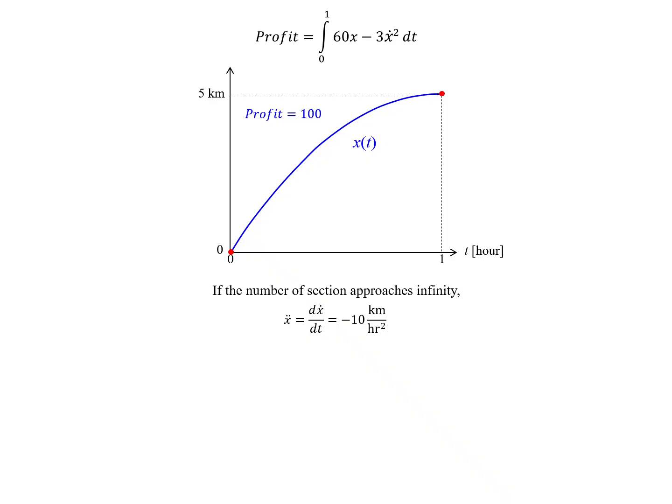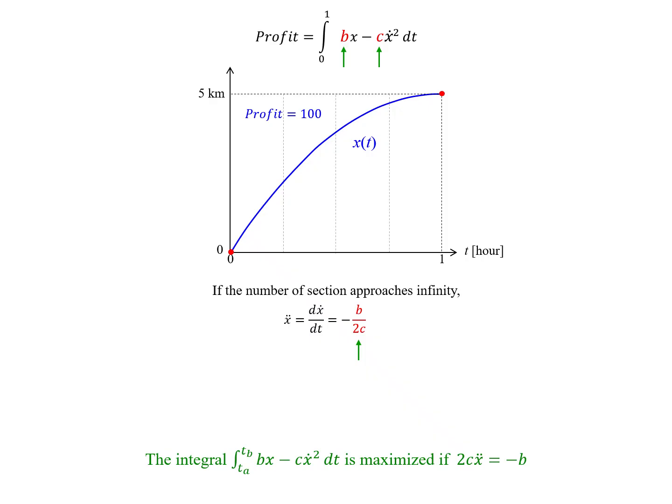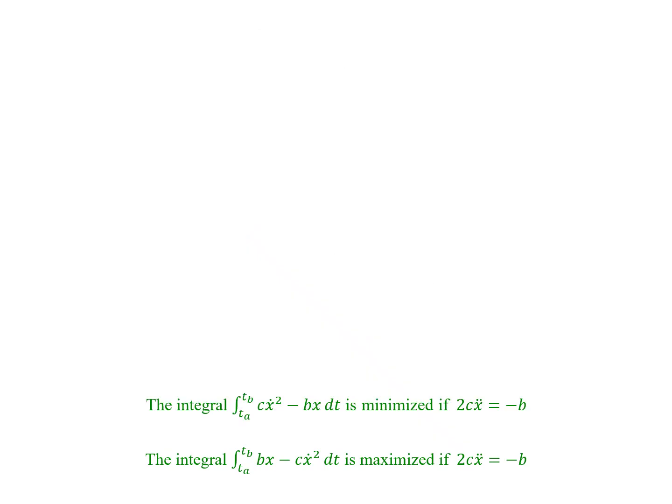Now, if the number 60 in the integral were to be replaced by b and the number 3 by c, we would have x double dot equals minus b over 2c. This can be expressed mathematically as: the definite integral of bx minus cx dot squared will be maximized if x double dot equals minus b over 2c, or 2cx double dot equals minus b. Equivalently, we can say that the definite integral of cx dot squared minus bx will be minimized if 2cx double dot equals minus b.